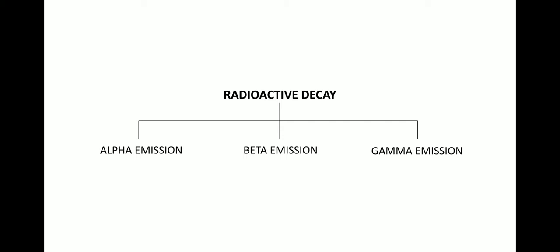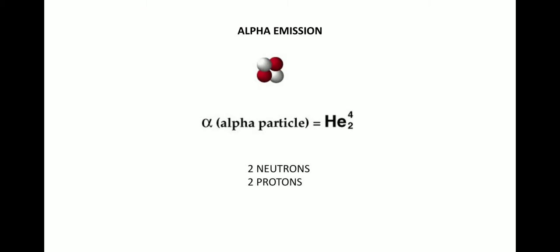So let's first discuss alpha emission. As we already learned, alpha particles are particles containing neutrons and protons. They have two neutrons and two protons, which is equivalent to the nucleus of helium, which has the mass number equal to 4 and the atomic number equal to 2. So alpha particles have two neutrons and two protons.